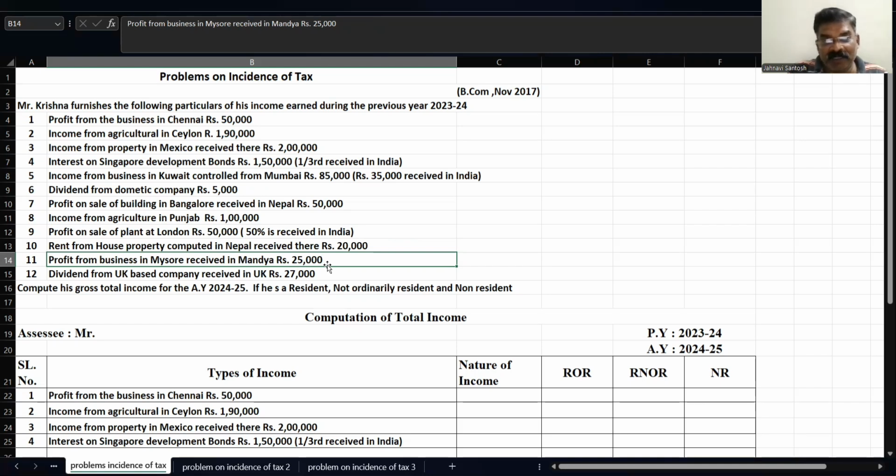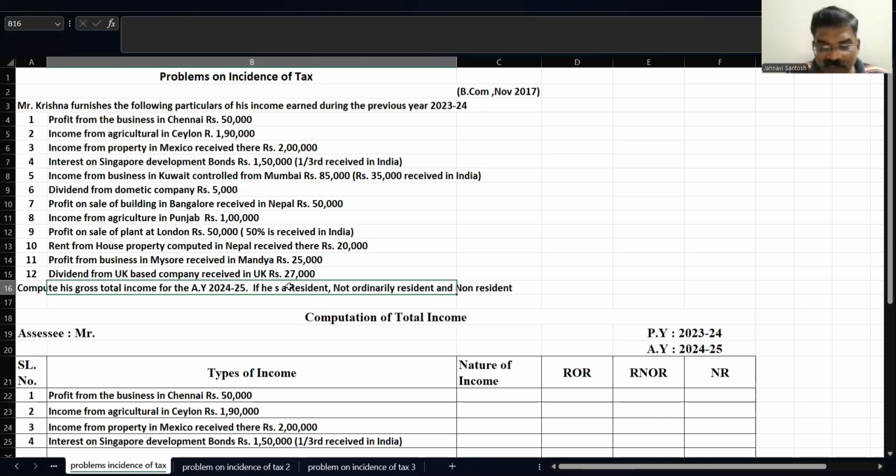Dividend from UK based company received in UK. See, dividend is earned basically on shares. When we invest some money, the dividend will be paid by the company. So we have invested in UK, and the dividend is received from the United Kingdom, received there itself. So this is a foreign income where nothing has come to India. We treat that as a foreign income, and this is taxable in only one case, resident and ordinarily resident.